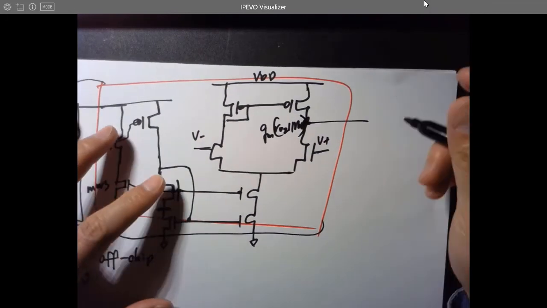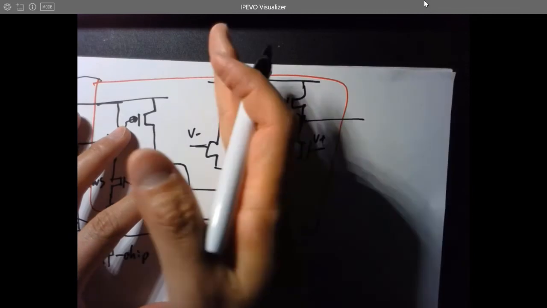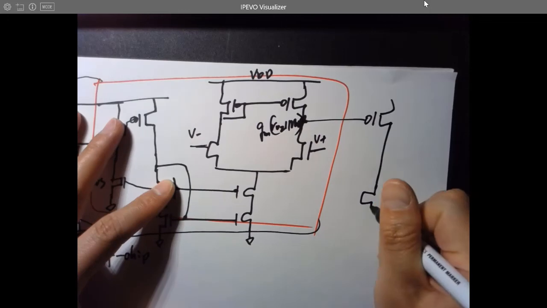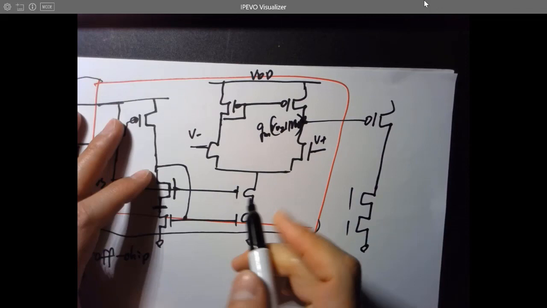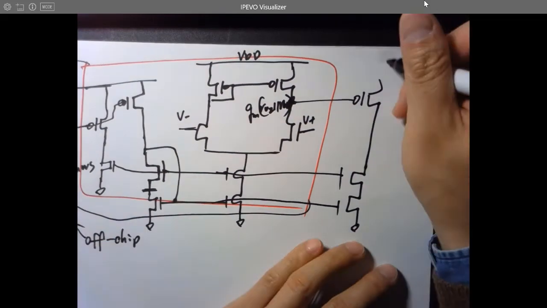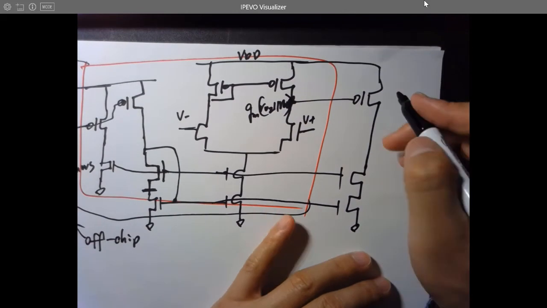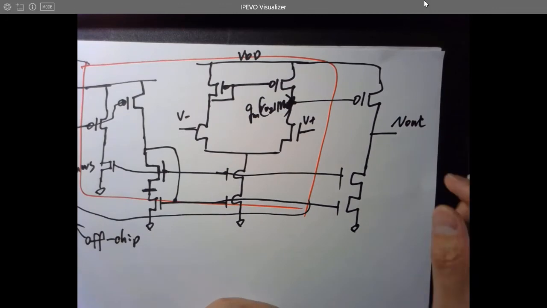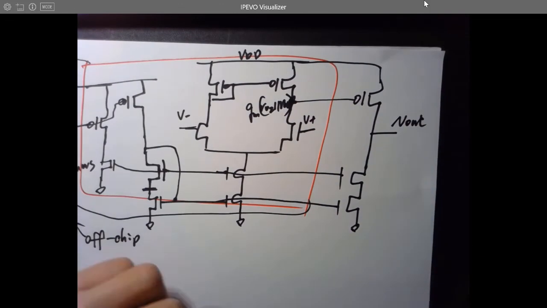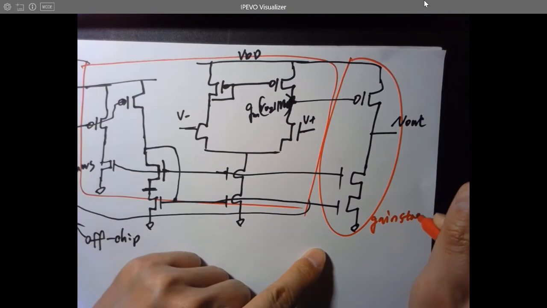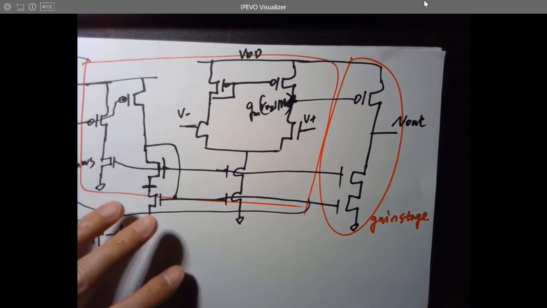So usually we will add another stage after this differential amplifier. So it's a gain stage. These two will be biased by this current mirror as well. And this is VDD, and that's the final Vout. And you're asking why this can increase the gain. Right? So now let's take a look at this. This is a gain stage.